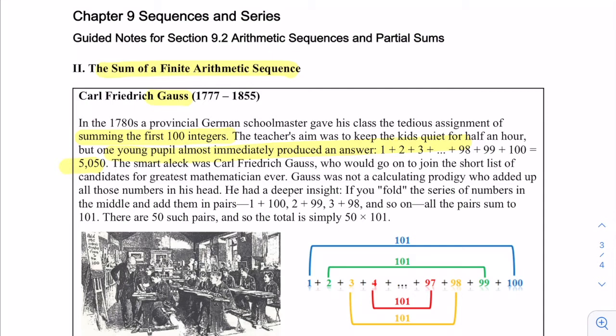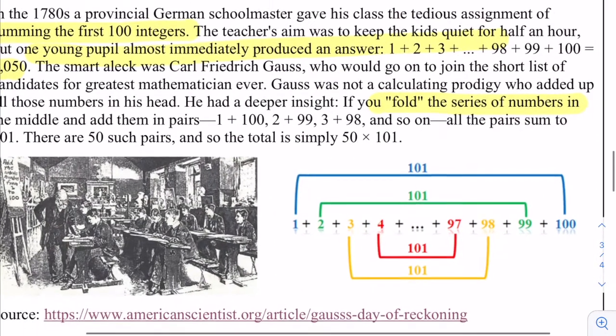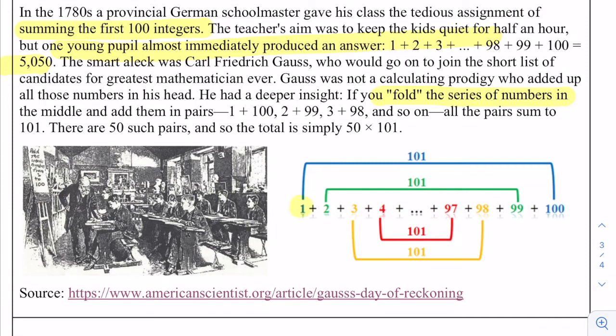He didn't add up all those numbers in his head. He actually figured out a pattern, and in a way you could say he folded the series of numbers. Looking at the numbers 1 to 100, if you add 1 and 100, you get 101.